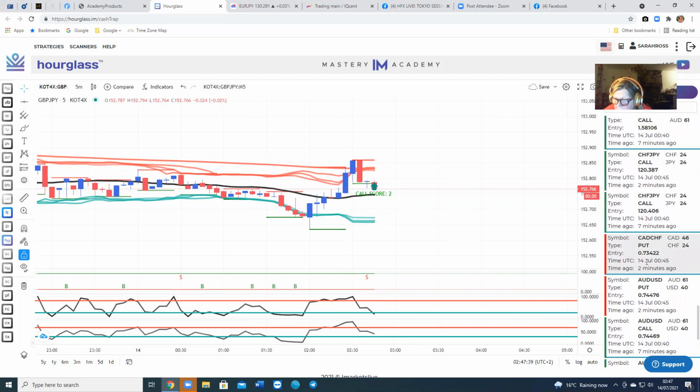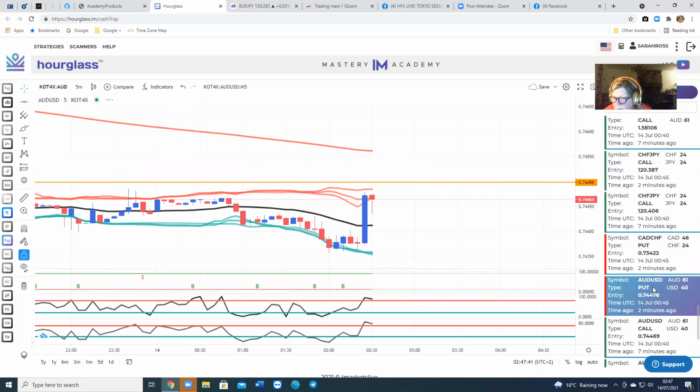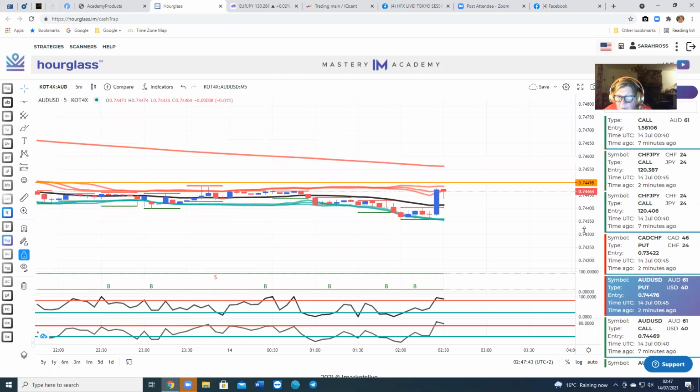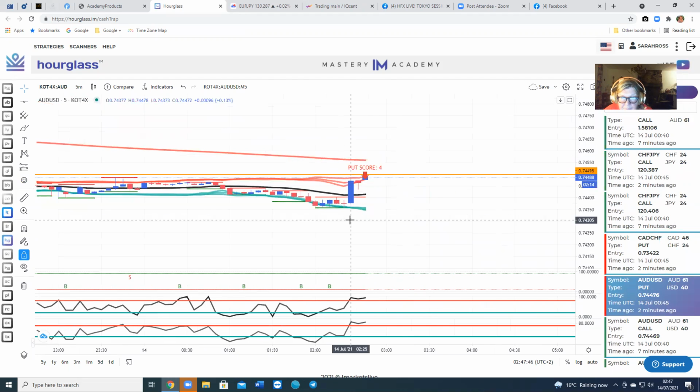So normally now I'd wait till the hour. AUD/USD 61 to 40. Gave a put 2 minutes ago. The moving average is not in our favour. It's put at 476. That's our quarter theory.